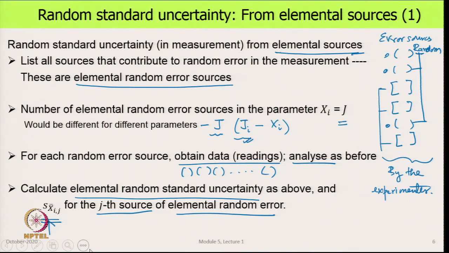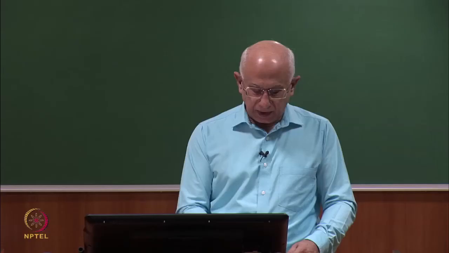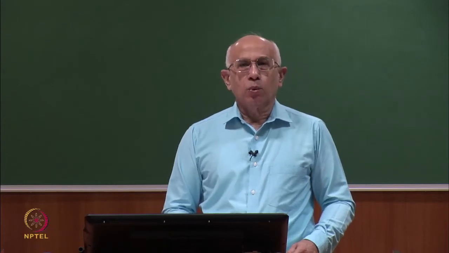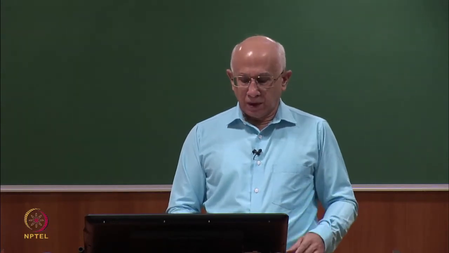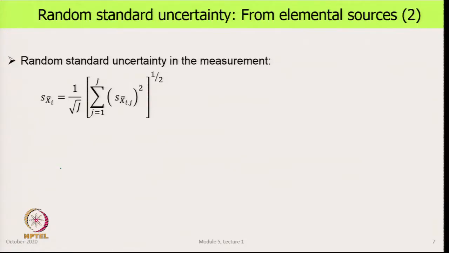So, this is how we can calculate S x I j bar, and then we combine all of these in this relation to calculate the random standard uncertainty in the measurement. That S x I bar is equal to 1 upon square root j sum of the squares of the elemental random standard errors. So, that is the formula we have, and this gives us the value of what we were looking for.